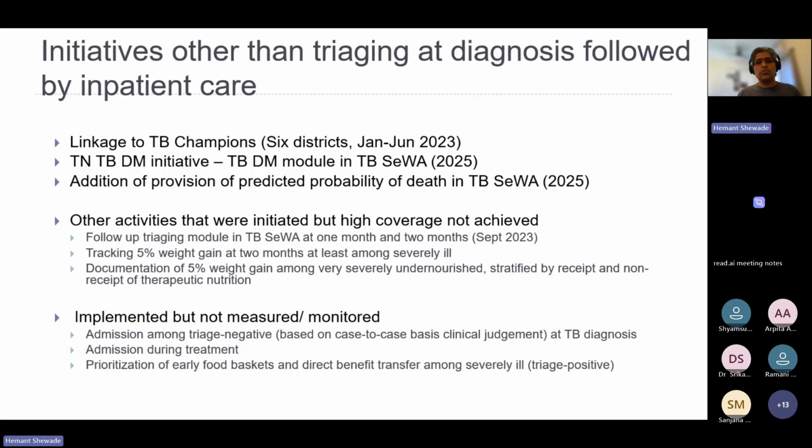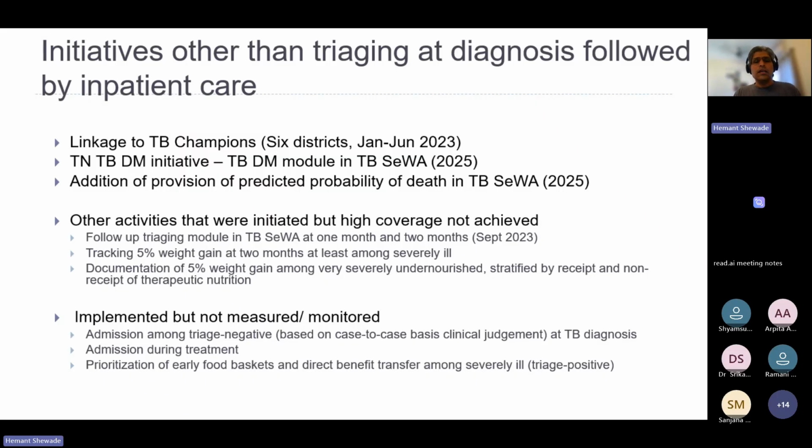From 2025, we also provided the predicted probability of death along with whether the person with TB is severely ill or not. The intended objective of adding this was that the predicted probability of death ranged from 10 to 50% for a triage positive severely ill person, and from 1 to 4% for a triage negative individual. If there was any subjective inference of severity, which varies from person to person, then to overcome this and to ensure immediate inpatient care of triage positives, we provided this predicted probability, which can also be used whenever a death audit is done. This predicted probability and diagnosis can be used to see whether appropriate and immediate action was taken or not.